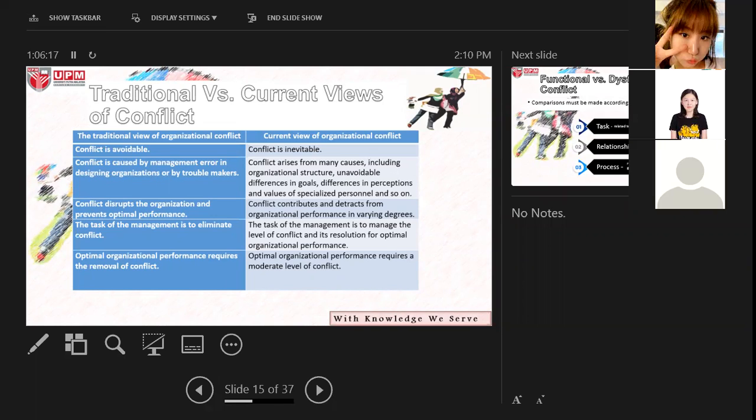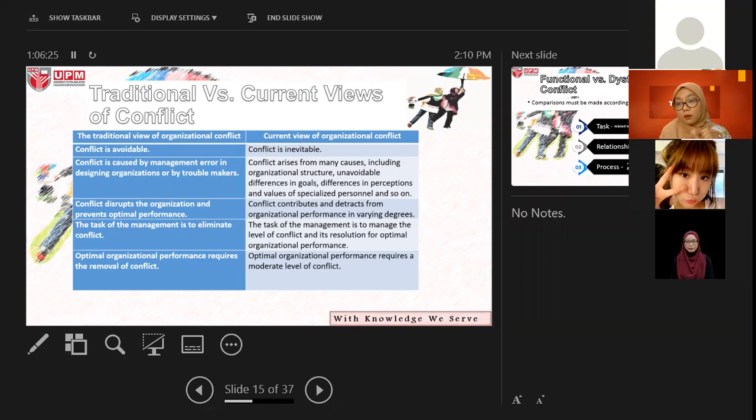We manage the conflict. We do not eliminate the source of conflict, but we manage it, okay, and we try to propose the resolution to make sure that the conflict or the differences can be accepted harmoniously. Then we can work together to bring high productivity to our organization.